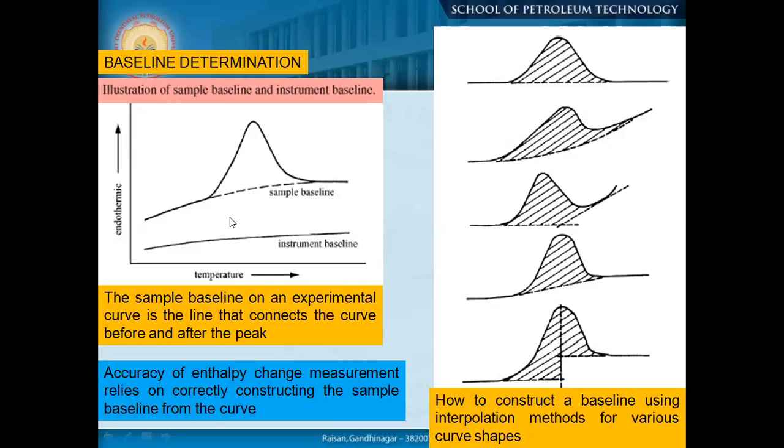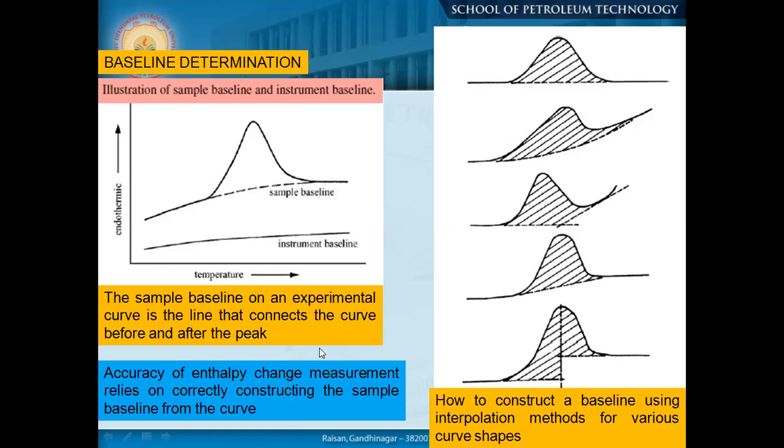Okay, so you see here, this is the instrument baseline, that means the instrument without any samples. If you heat it, it will follow this line. But once you put your sample in, you see the sample baseline. You can get the sample baseline by connecting this point and this point. The sample baseline on an experimental curve is the line that connects the curve before and after the peak. So you can frame a baseline for your sample by joining these two points.